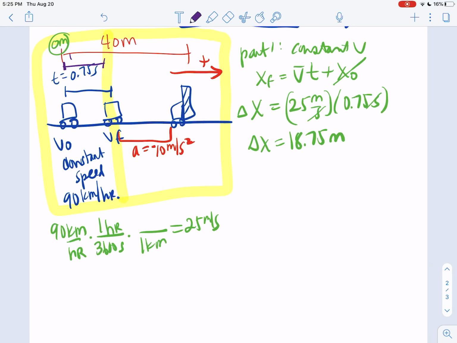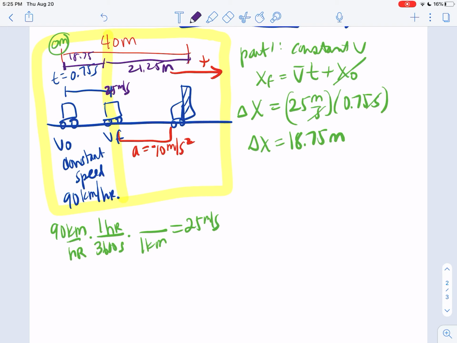Okay? All right, so in this first section here, I don't want to use blue. This part up to here is 18.75 meters. Okay, so the rest of it is 21.25 meters. Okay, so now what I need to figure out is, based on the speed that he's going here, 25 meters per second, is that enough distance to stop?